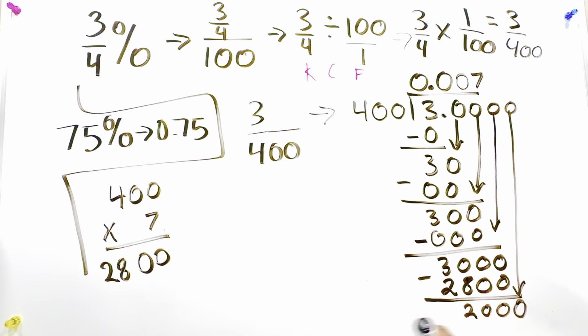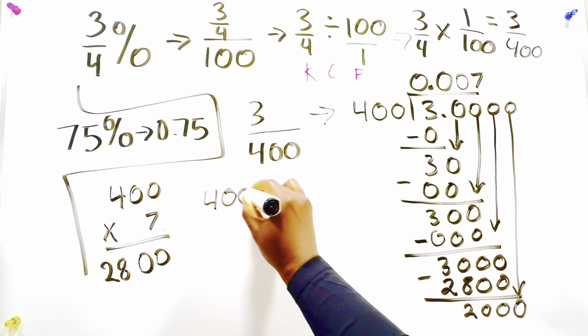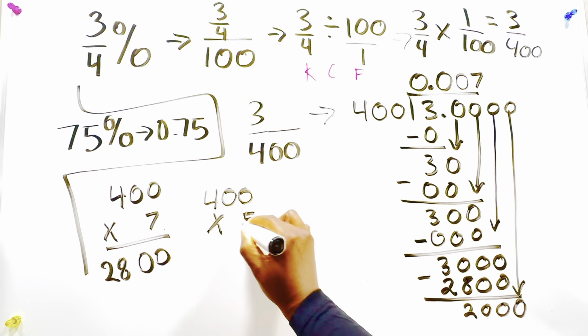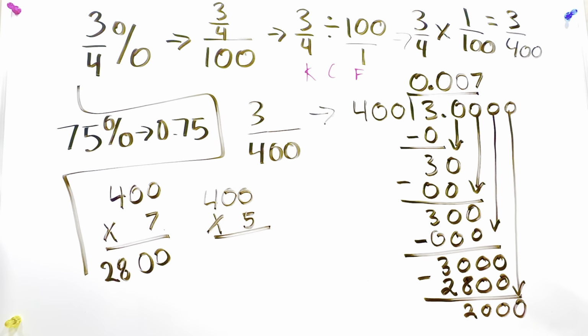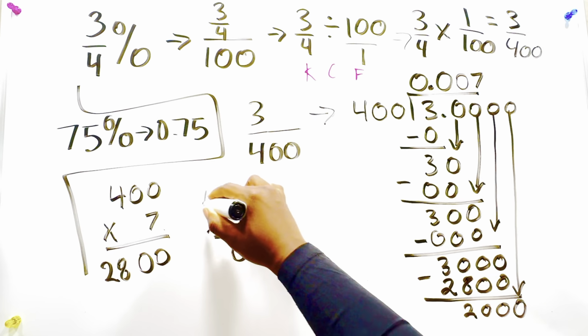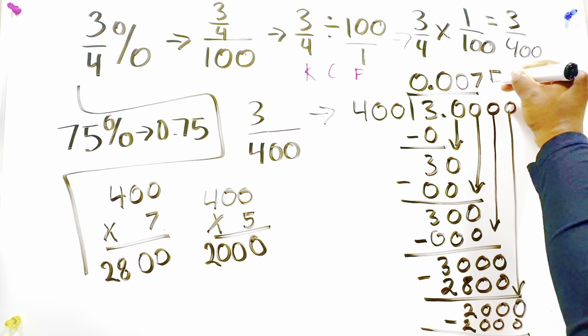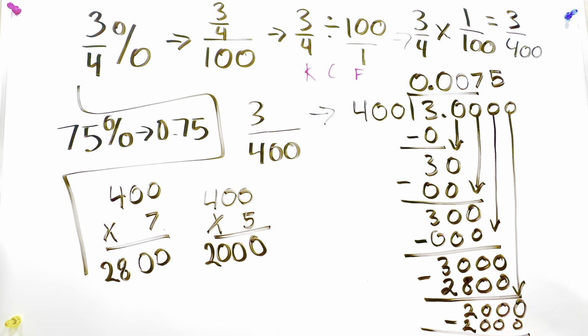So now can 400 go into 2,000? Yes, and it can actually go into it evenly. So now if we do 400 times 5, 0 times 5 gives us 0. 0 times 5 again gives us 0. 4 times 5 gives us 20. And that's a perfect 2,000. So we're going to subtract 2,000 by 2,000. And that would just give us 0. Don't forget to place the 5 on the top.